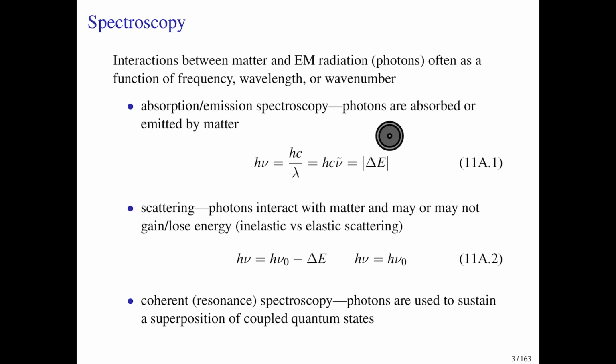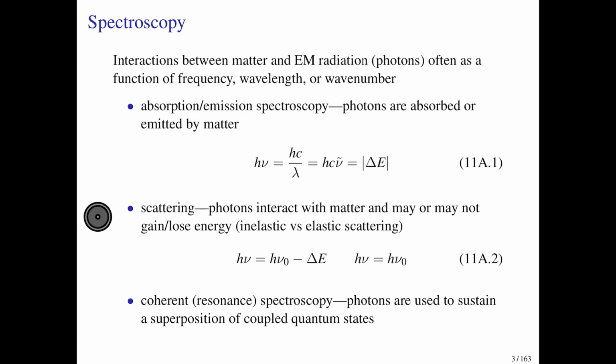Okay, so in the case of absorption, the photon's energy is added to the system, and so the molecular energy goes up. In the case of emission, the photon that's produced, that energy is lost by the system, and so the molecular system's energy goes down.